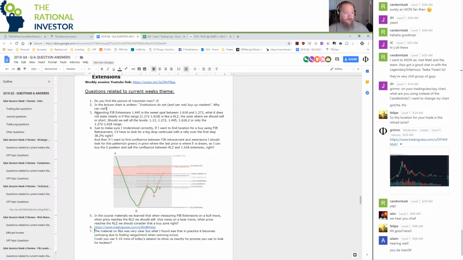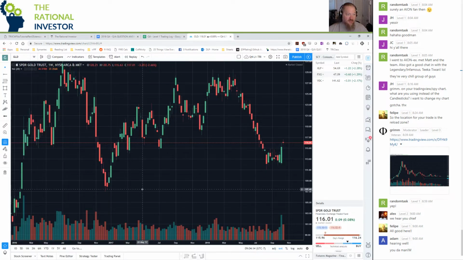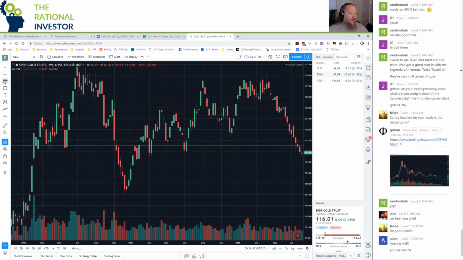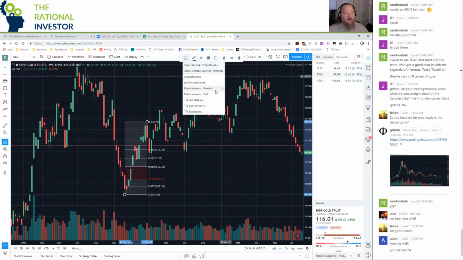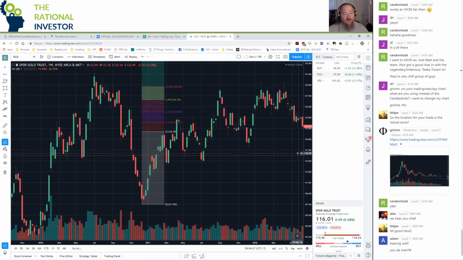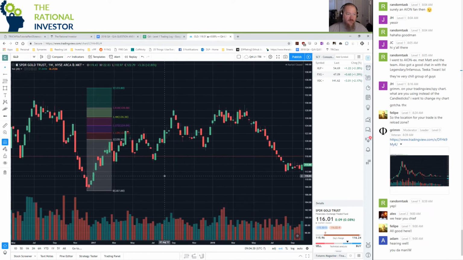Okay. All right. Regarding fib extensions, 1.44 is the sweet spot between 1.68 and 1.272. What it does not clearly state is if this range is like an RLZ, zone overshoot, seller short. So bear in mind, when we're talking about extensions, we are not talking about targets for retracement. We're talking about potential targets for taking profits, right?